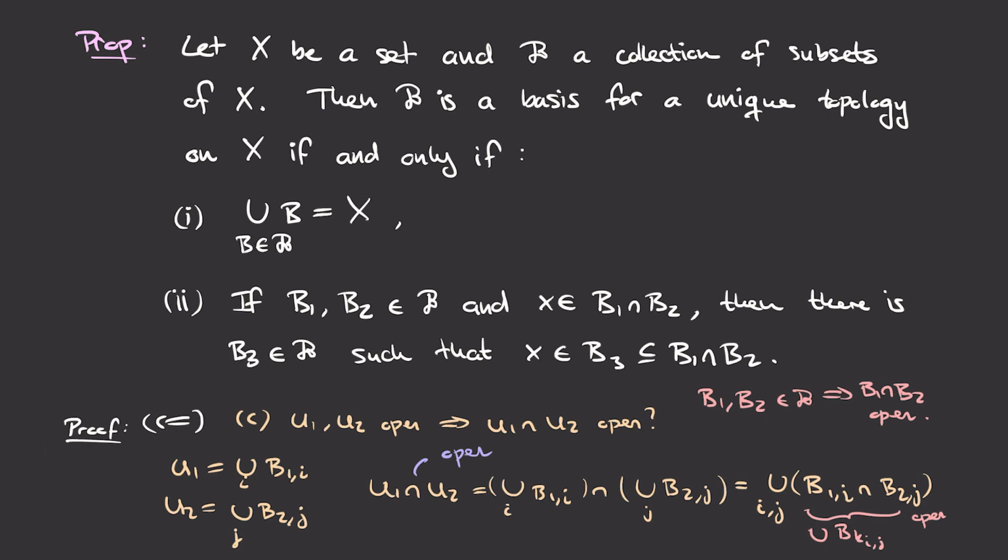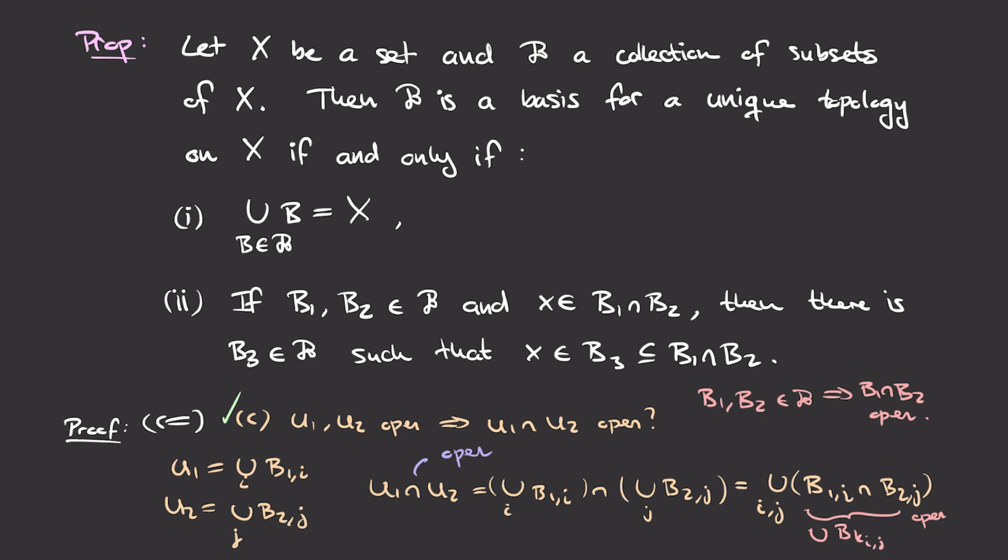Okay, that concludes the three things we need to check in order for this collection of open subsets we've defined to be a topology. And with that, we're done with this proof. So we've shown that if we have a basis for some topology, then this basis will satisfy the two properties 1 and 2. And conversely, if we have some collection of subsets of a set X that satisfy these two properties, then we can define a topology on the set X by just saying that a set is open if it's a union of these elements in the collection B.